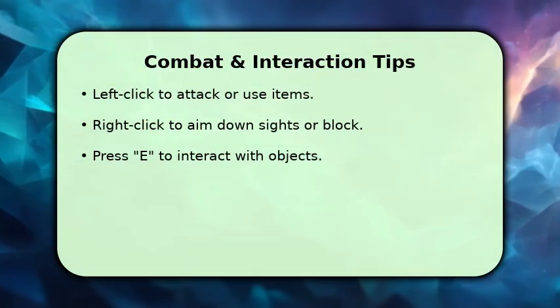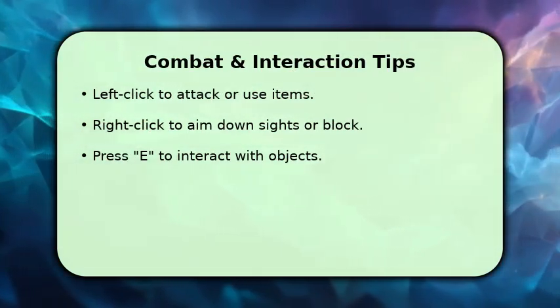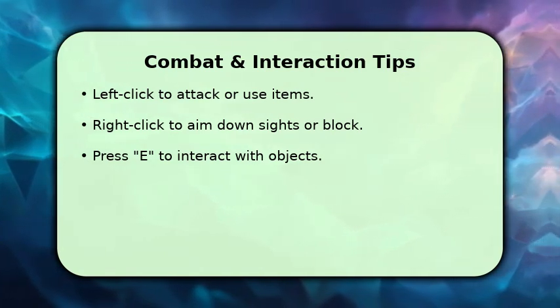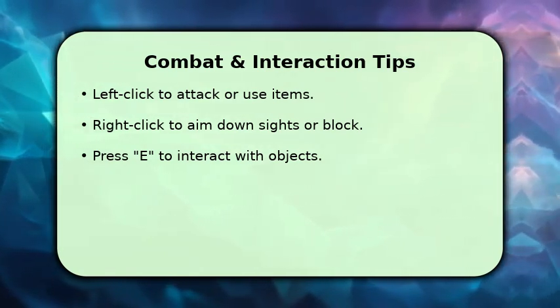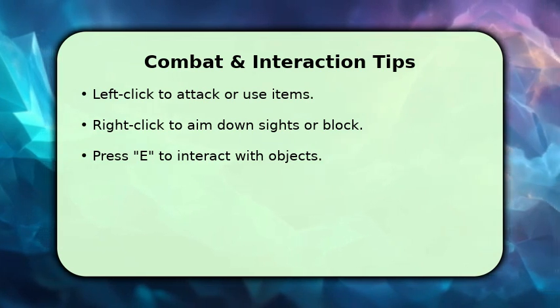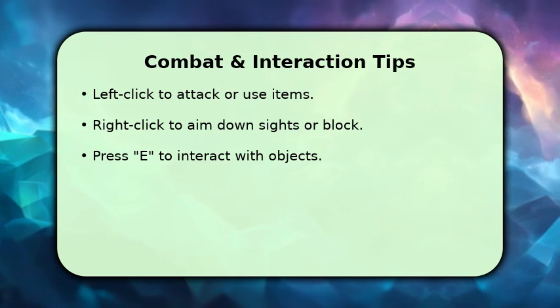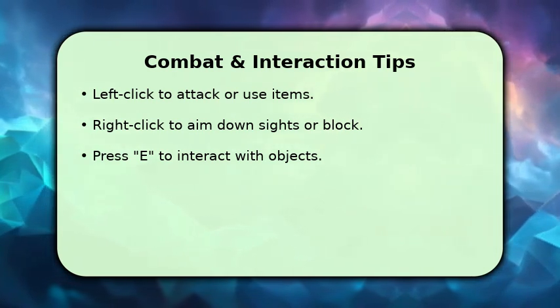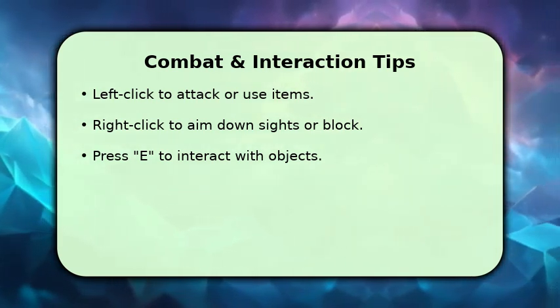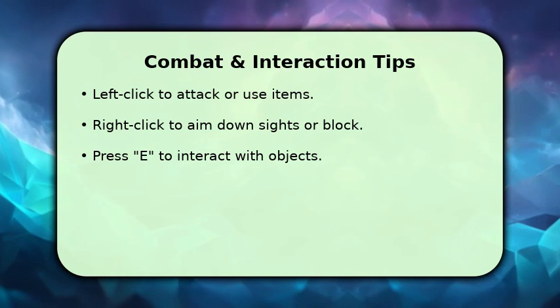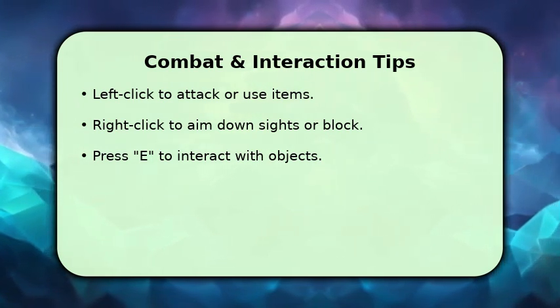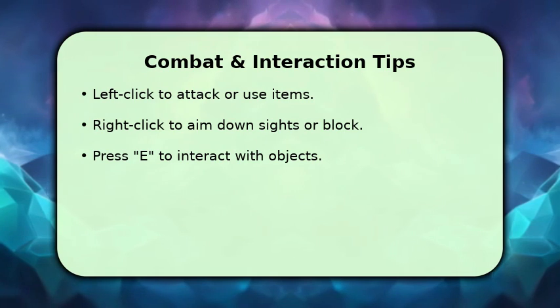Engaging in combat and interacting with the world are crucial. Use your left mouse button to attack with your equipped weapon or to use an item. The right mouse button allows you to aim down the sights of your weapon for precision or to block incoming attacks. To interact with doors, loot containers, or gather resources, simply press the E key. Your mouse scroll wheel lets you quickly cycle through your hotbar items.